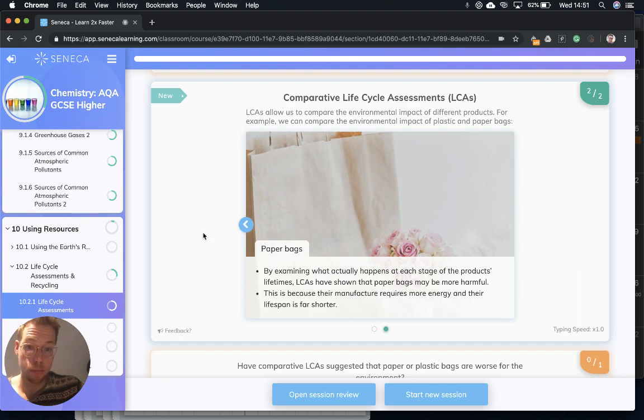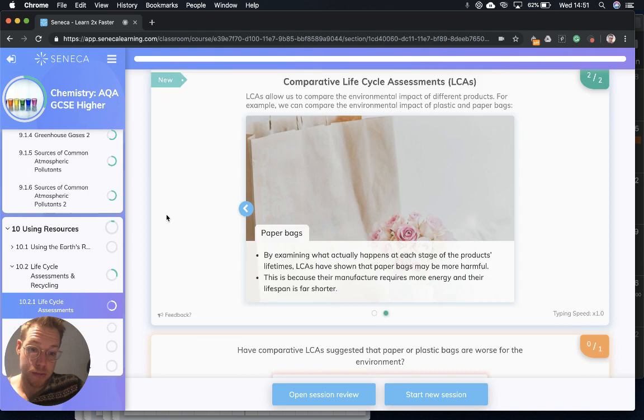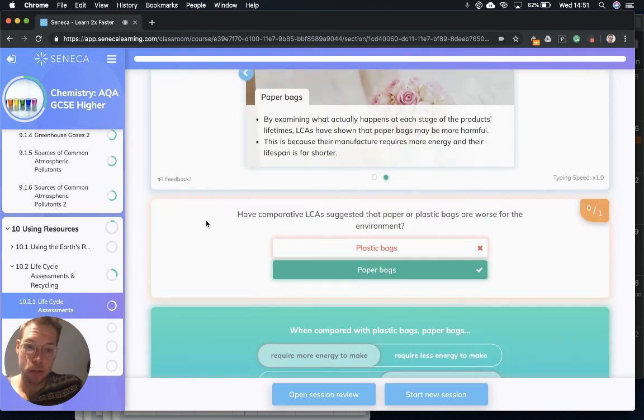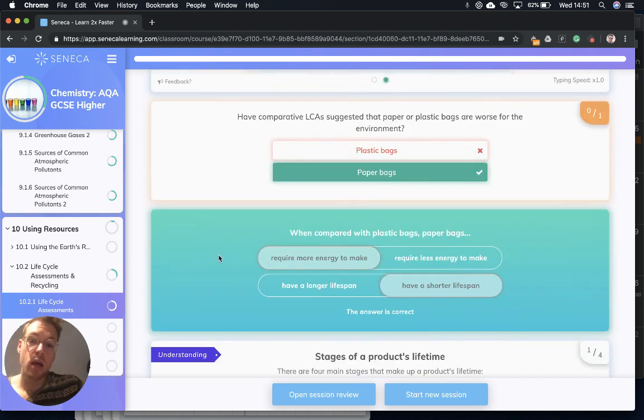may be more harmful. What was an LCA? That's a life cycle assessment. This is because their manufacture requires more energy and their lifespan is shorter. That's a bit of a plot twist, isn't it? When compared with plastic bags, paper bags require more energy to make and have a shorter lifespan.